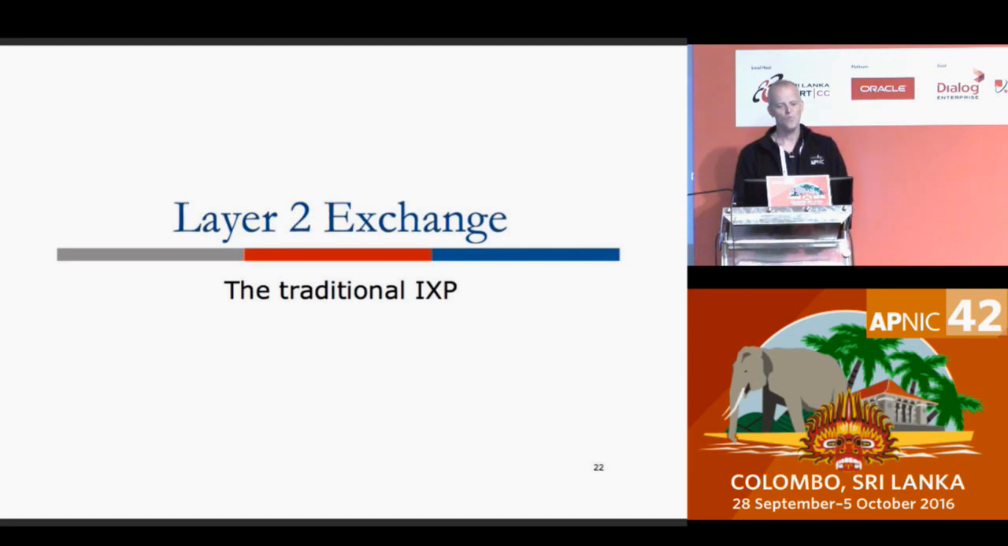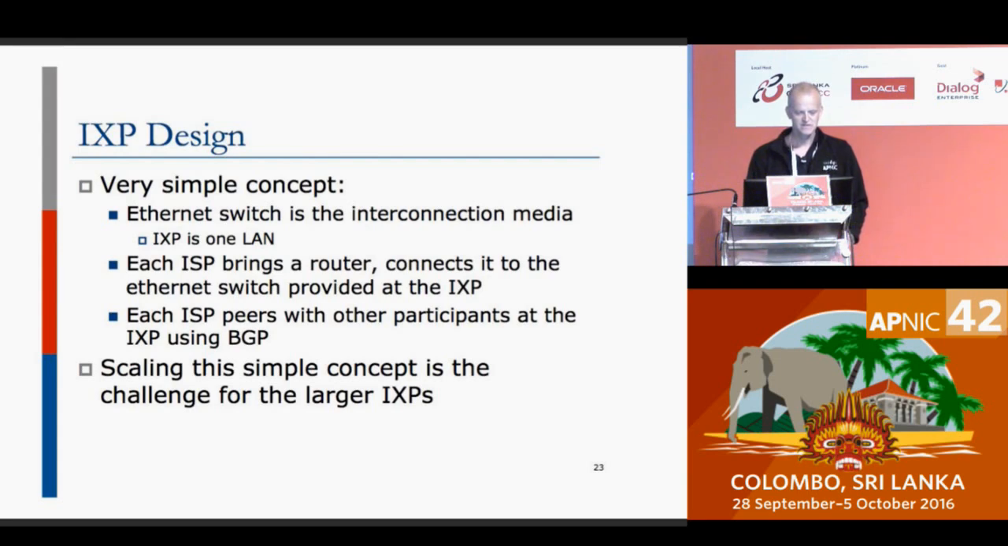Okay, so what is the actual IX? I've already talked about Ethernet switch. So it's a very simple concept. It is just an Ethernet switch. That's the interconnection media. Each network operator brings a router, whatever brings means, connects it to the Ethernet switch provided at the exchange point. Each service provider peers with other participants using a routing protocol called BGP. Right? The exchange point itself is just an Ethernet switch. It doesn't get involved in the relationship between the folks who connect into it.